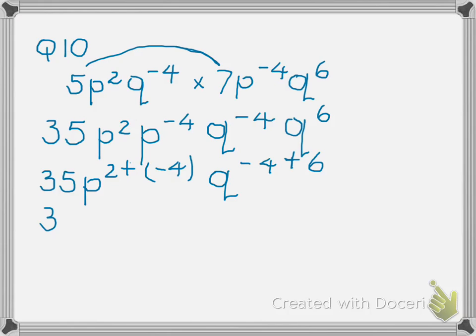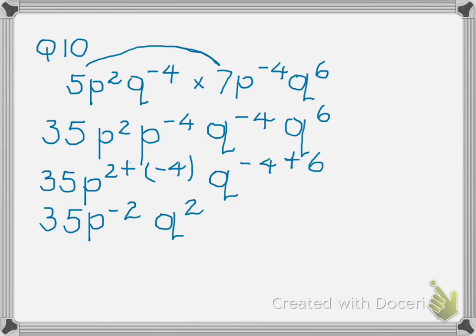And this simplifies to 35 p to the negative 2, because 2 minus 4 is negative 2. 4 minus 2 is 2, but the bigger absolute value is negative, so the result is negative 2. Okay, it's signed numbers. And then here we have q to the negative 4 plus 6, which is the same as 6 minus 4, which is 2. So we have 35 p raised to the negative 2 power times q squared.